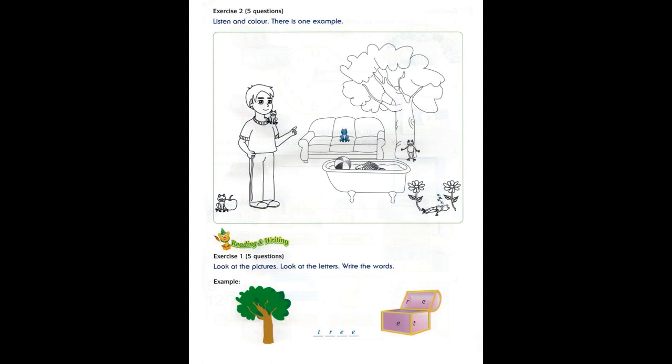Question 5. Now find the frog behind the apple. Sorry? Find the frog behind the apple. It's next to the boy. Okay. Can you colour it green? Yes.